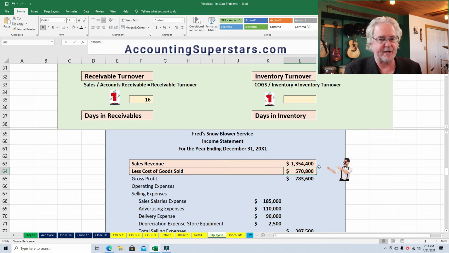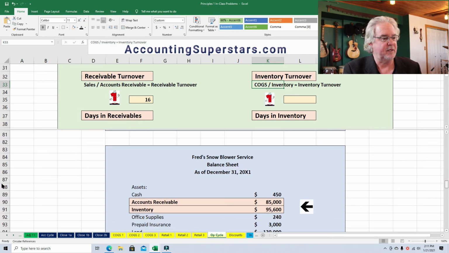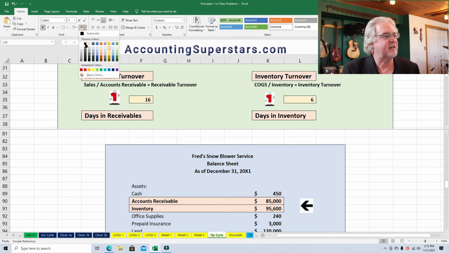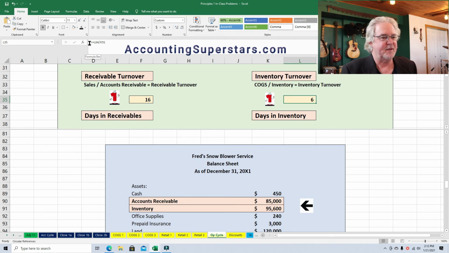So you want to write that number down or remember it. 570,800, and we're going to divide that by inventory. So let's go down and find inventory, which is on the balance sheet. There it is, 95,600. So all we're going to do is divide those two numbers and we'll come up with a result. So here's what you get. The number 6. And again, you could have 15 decimal places. I've never seen a reason to do that, but some people do.